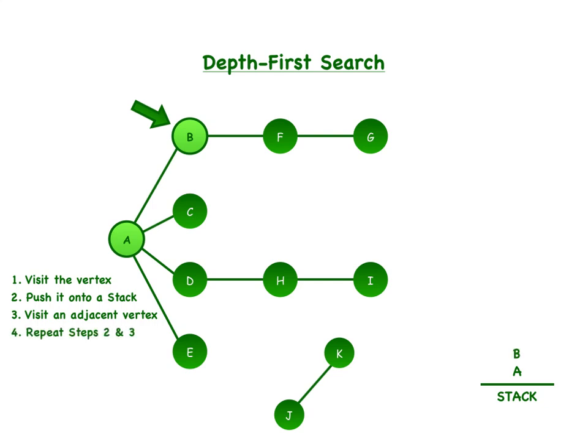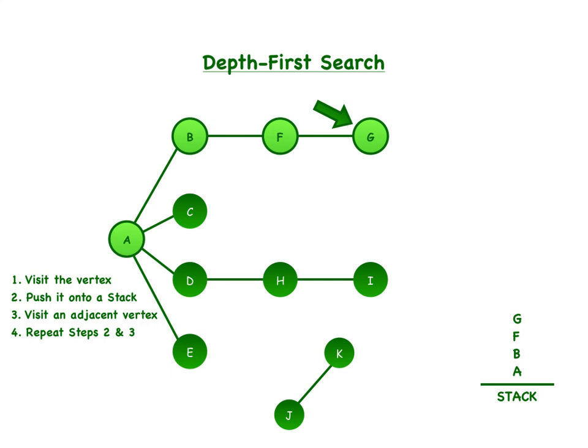Push B onto a stack, then visit an adjacent vertex. Push F onto the stack, then visit an adjacent vertex. Then push G onto a stack. We repeat this process until we encounter a vertex who has no other adjacent vertex that we have not already visited. In this case, that vertex is G.